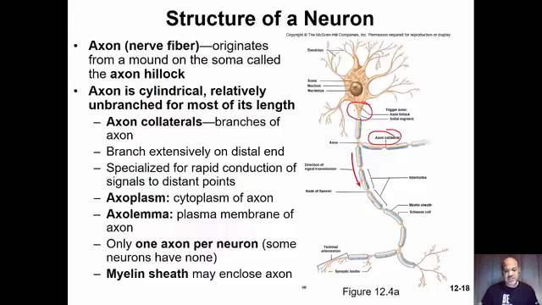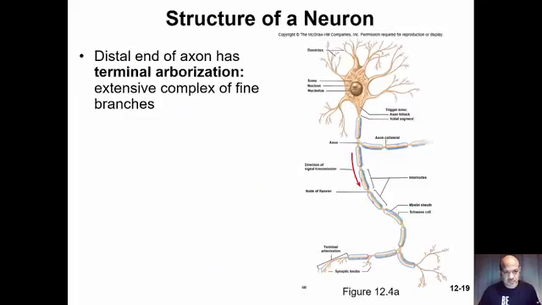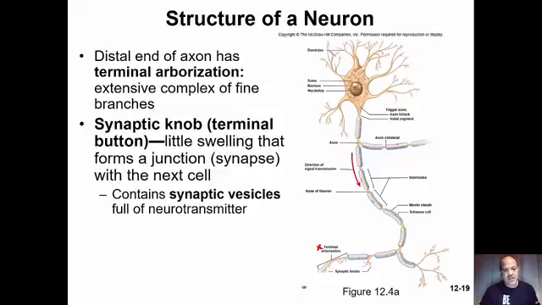There's also a myelin sheath that encloses the axon. It's a sort of insulation there. You can see the myelin sheath, and actually some gaps between those sheaths. There are special cells that will be covered later that produce this myelin structure. The distal end of the axon has terminal arborization, or extensive branching, so that's identified right there. The synaptic knob, or the terminal button, is the swelling at the end, which we saw in the last chapter at the neuromuscular junction.